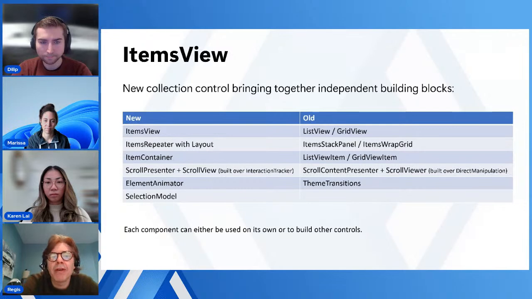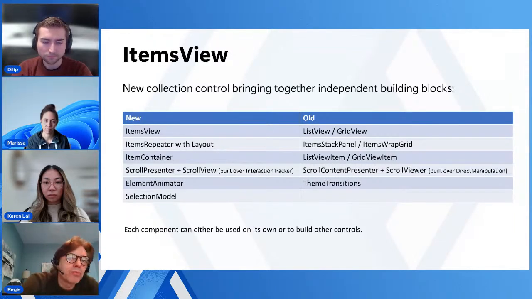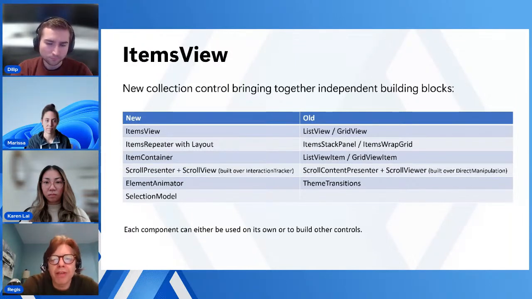We also build a new scroller and zoomer, which is a successor to the old scroll viewer. We call it the scroll view control, which has an internal primitive called the scroll presenter. Both of these controls are based on a new composition component called the interaction tracker, as opposed to the old scroll viewer that was using a Win32 API set called direct manipulation.